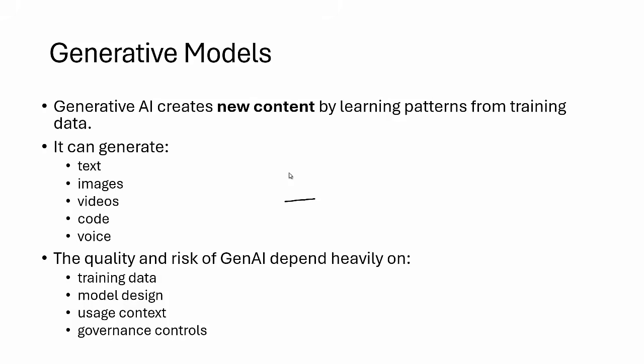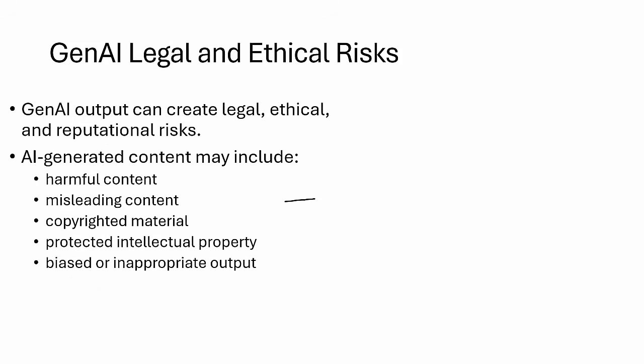How the model was designed, how it gives priority, what the usage context is, and more important, we need proper governance control. Now we need to understand some legal and ethical risks in Gen AI. The documents, images, and audio it creates carry legal, ethical, and reputational risk, such as hallucination, because AI-generated content may include harmful content, misleading content, intellectual property issues, bias, and inappropriate output.